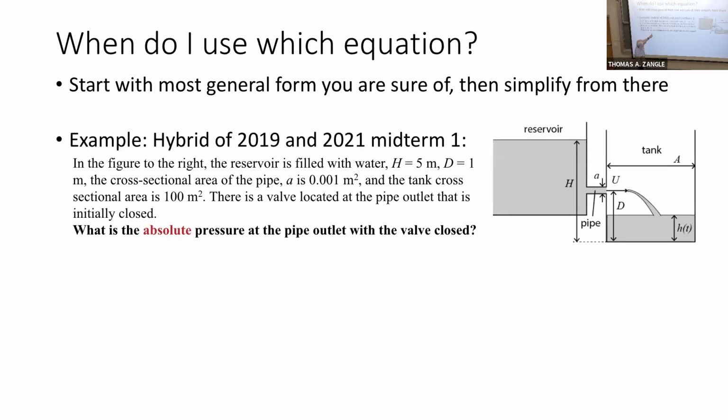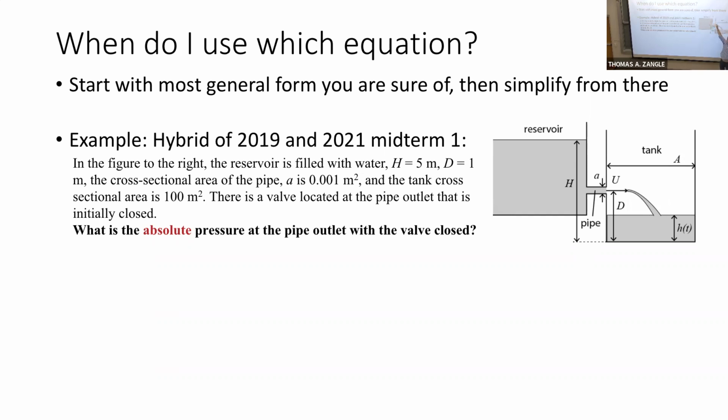This is not exactly a question that was on a midterm, but it's related. It's kind of a mashup of questions from two different midterms. So let's say we have this figure here at the right. We have some big reservoir filled with water. We're given the dimensions, the height and the depth and the areas. And we'll say that there's a really short pipe coming out, where we're going to be neglecting friction. And there's a valve located at the pipe outlet that's initially closed.